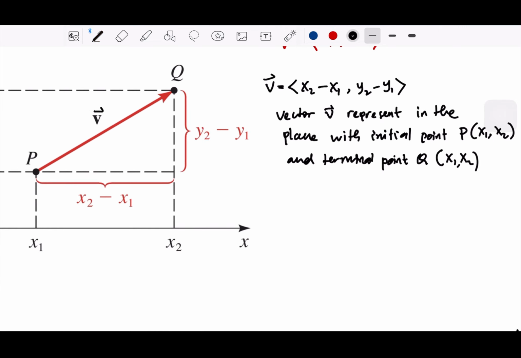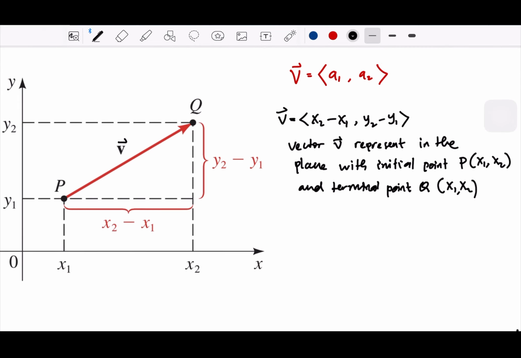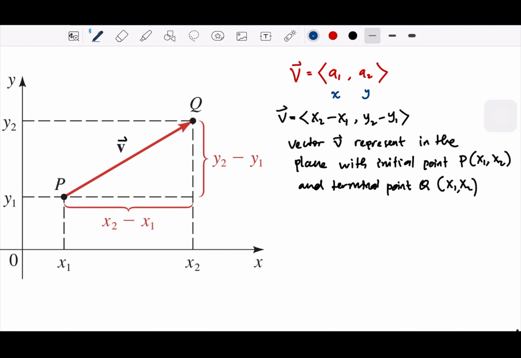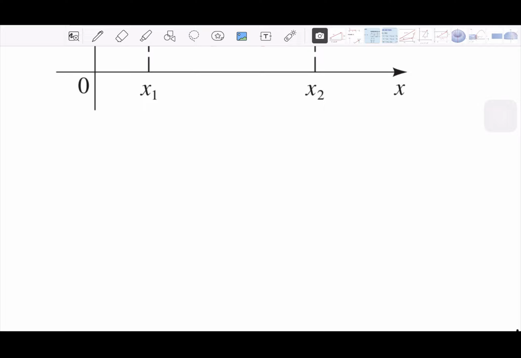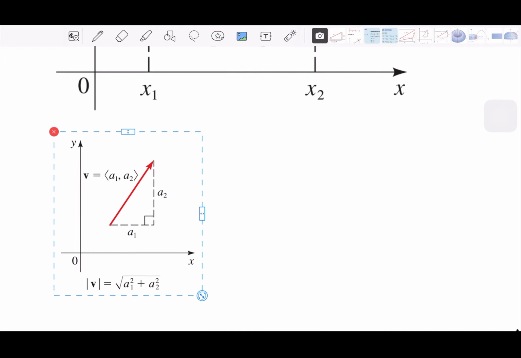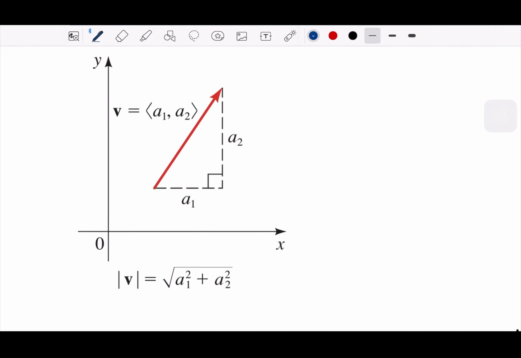So that's the component form of a vector. We can have an x, y component. And then you can take the components to calculate the magnitude of the vector. So if we have this vector, the component of x is a1, the component of y is a2, then the magnitude value of the vector v is equal to the square root of a1 squared plus a2 squared. This came from the Pythagorean theorem.